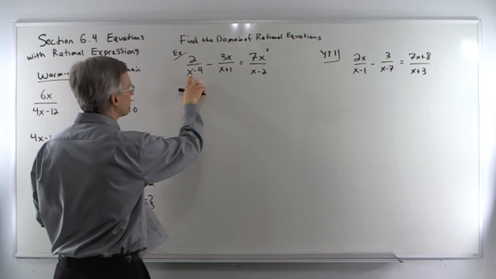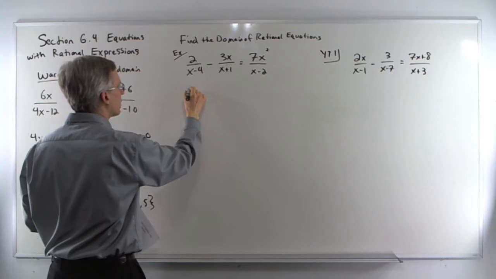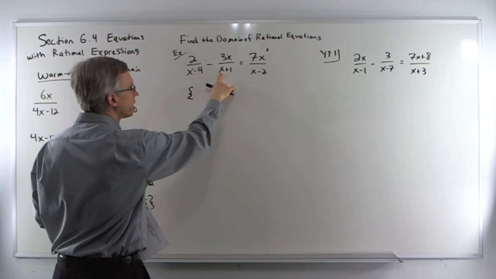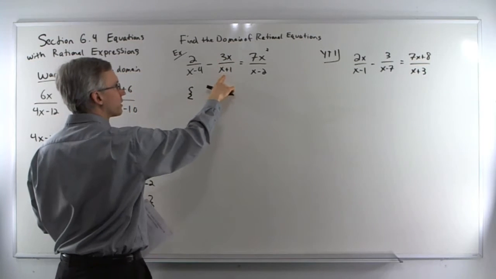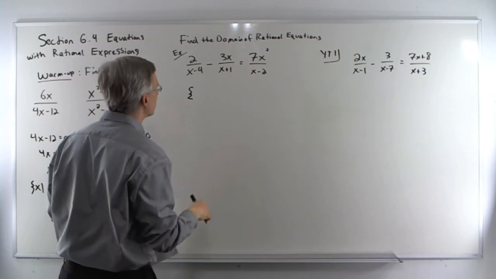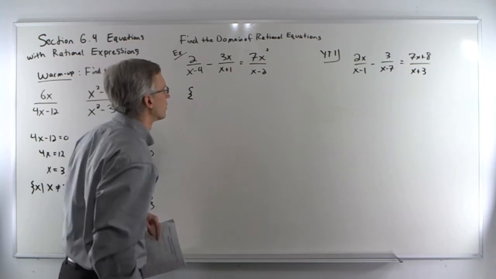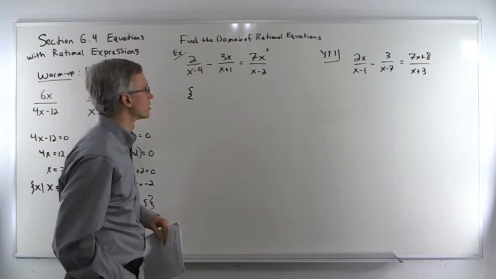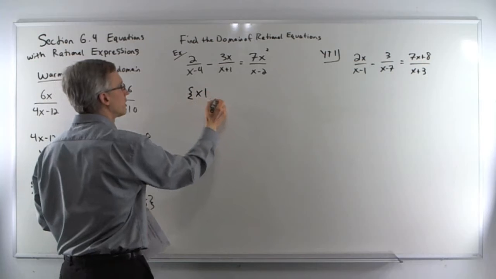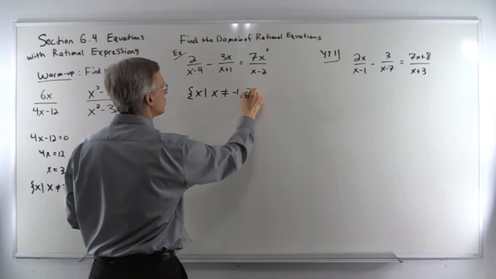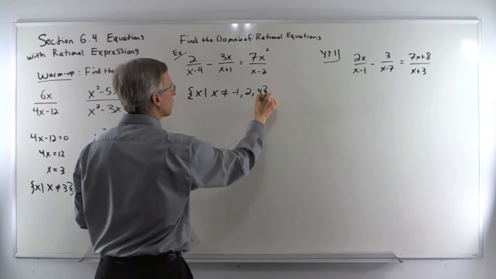So for this, if I plug in a 4 here, I'm going to get division by 0. If I plug in negative 1 here, I'll get division by 0 here. And if I plug in a 2 here, I'll get division by 0 here. So those are the values excluded from the domain for all three of those individually. Now we'll just combine them all in one statement. So I'll say x cannot equal negative 1, 2, and 4.